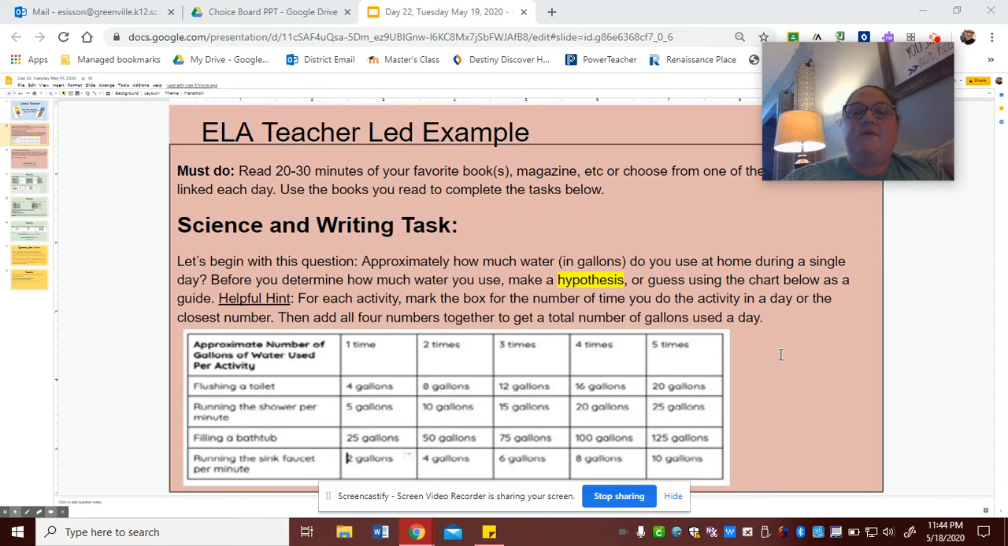Okay. So for this activity, you're going to mark in the box for the number of times you do the activity in the day, or the closest number. Then you're going to add all of them together. So flushing the toilet, if you flush the toilet 5 times, then you might put a little dot at that one. And then running the shower per minute. Well, if you do that 3 times, maybe you would put it at 15. And at the end, you're going to add that 20, 15, and then whatever for the bathtub, and whatever for the running water. And that will help you get close to your guess.